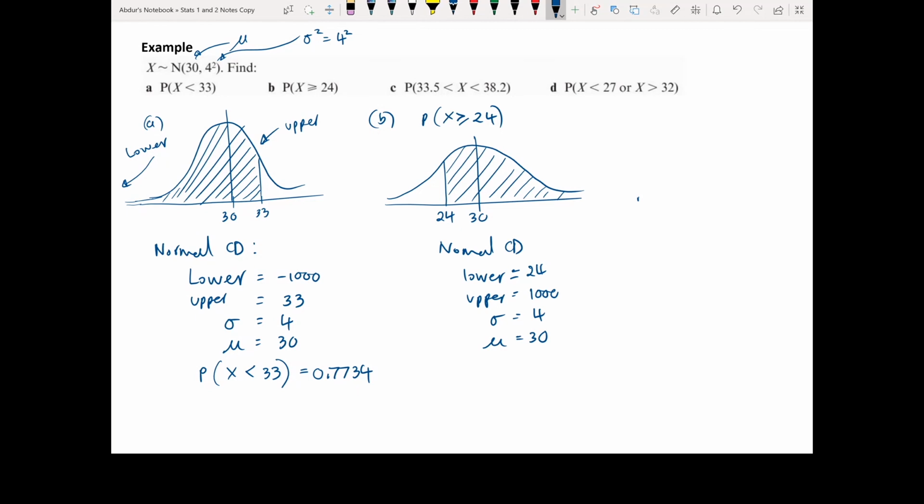So going into our calculator and putting in these values then gets us a probability that x is greater than or equal to 24 is equal to 0.9332 rounded to 4 decimal places.